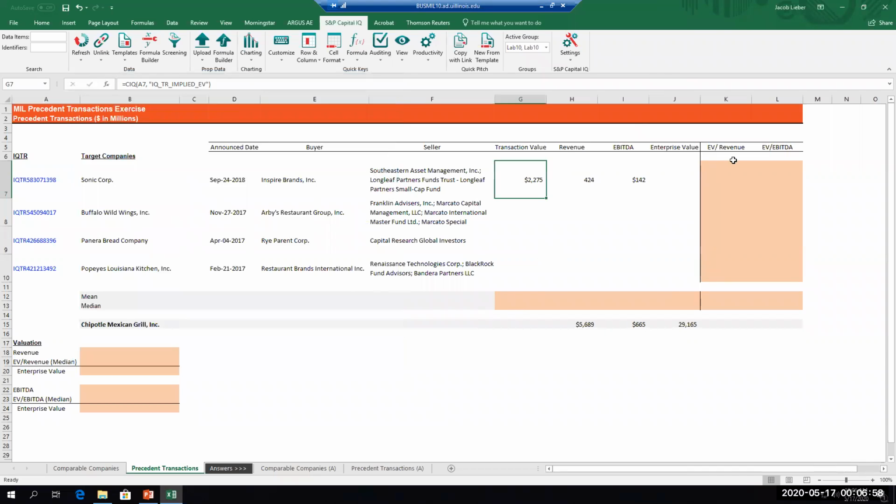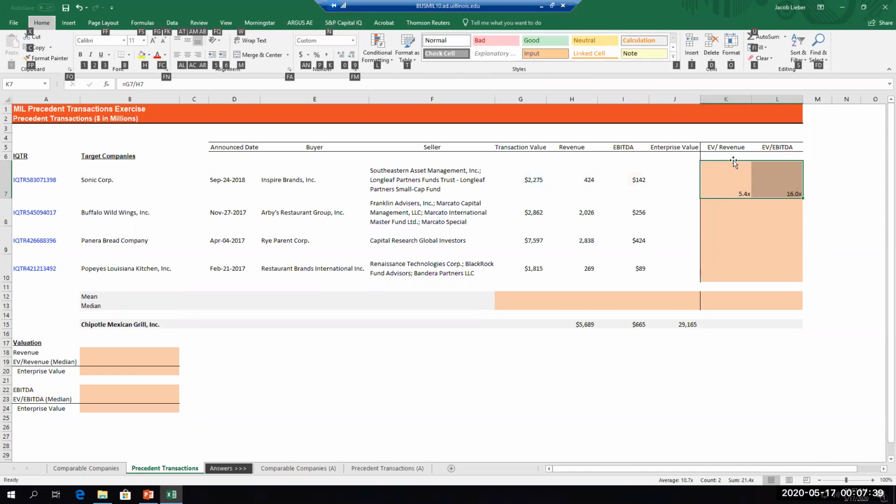I'm going to click OK, grab this data, drag it down, and now we have a fully filled out precedent transaction set for all of the target companies. Now it's time to calculate our EV over revenue and EV over EBITDA, apply this to Chipotle, and then analyze our outcome. Pretty simple here, dividing transaction value by revenue and transaction value by EBITDA. So I'm going to quickly adjust this.